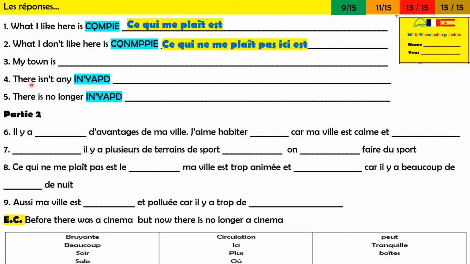Alors, numéro 3. My town is. Remember, a town is feminine. It's ma ville est. Voilà. Numéro 4. There isn't any. You need to change this to il n'y a pas de. Voilà. And then there is no longer. If this is there isn't any, you just have to change this word to plus. Donc, il n'y a plus de. Guys, an excellent effort. If you've got the first 5, you've done really well. It's going to get a bit tougher now.